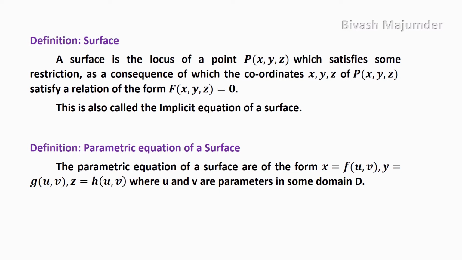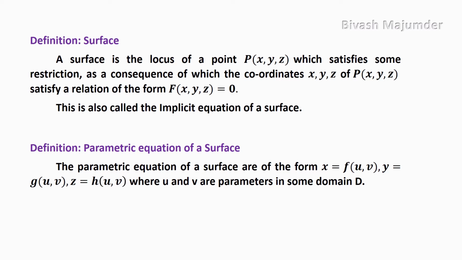And the definition of parametric equation of a surface is: the parametric equation of a surface are of the form x equals to f of uv, y equals to g of uv, and z equals to h of uv, where u and v are parameters in some domain D.